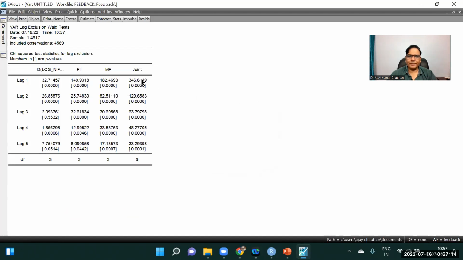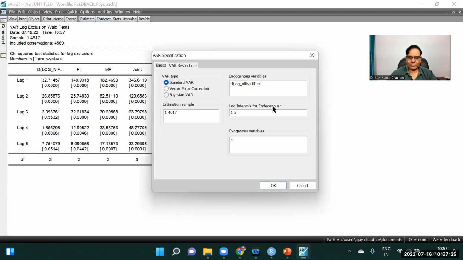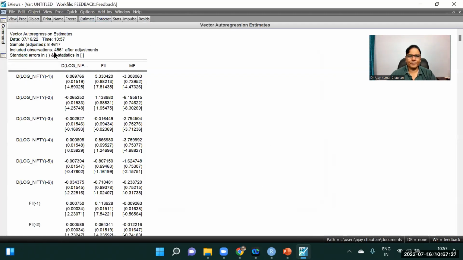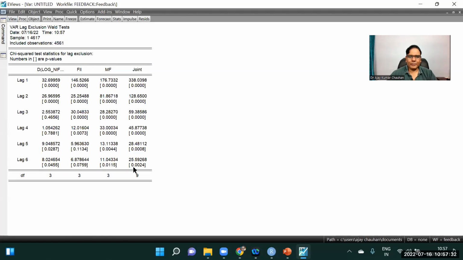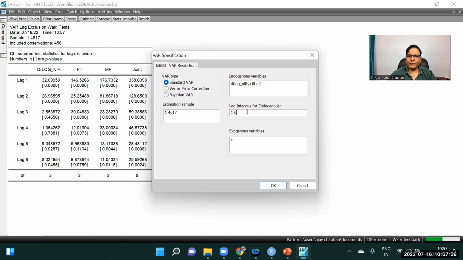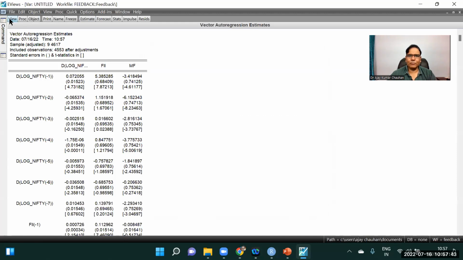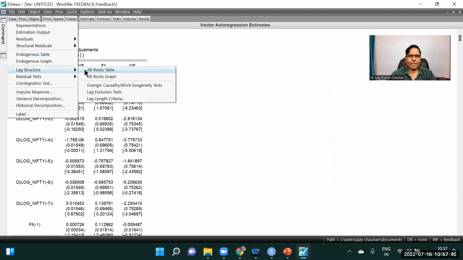It is significant. It is significant. It is significant. It is significant. It is significant. So the software is saying that 5 lag is significant. Even we can increase to 6. Even 6 is also significant. So selecting the lag is a problem in VAR, and we have to do it very cautiously. After looking at all the things, we have to finalize a lag system.